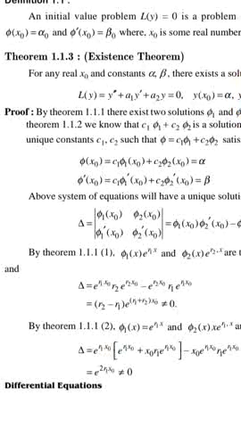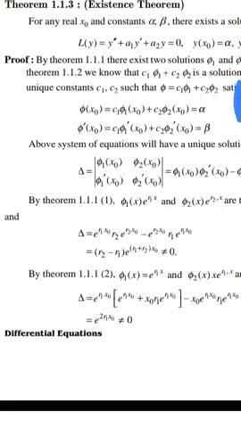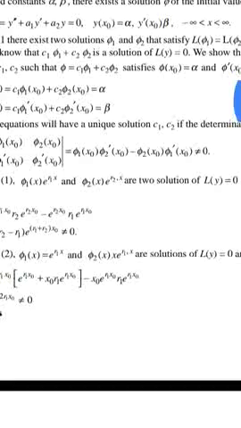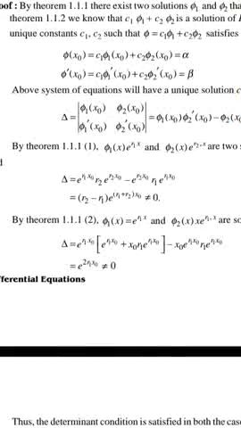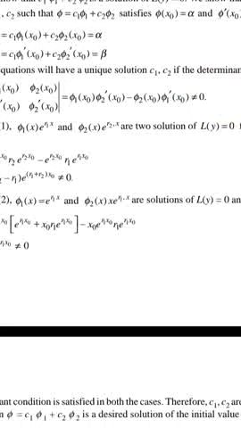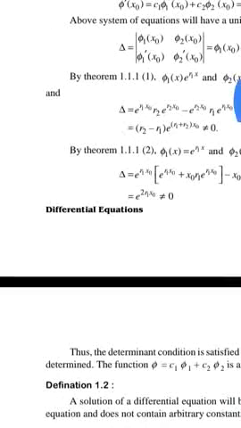Therefore, phi of x naught is equal to C1 phi 1 of x naught plus C2 phi 2 of x naught is equal to alpha, and phi dash of x naught is equal to C1 phi 1 dash of x naught plus C2 phi 2 dash of x naught is equal to beta. The above system of equations will have a unique solution C1, C2 if the determinant delta, with rows phi 1 of x naught, phi 2 of x naught and phi 1 dash of x naught, phi 2 dash of x naught, is equal to phi 1 of x naught phi 2 dash of x naught minus phi 2 of x naught phi 1 dash of x naught, is not equal to 0.